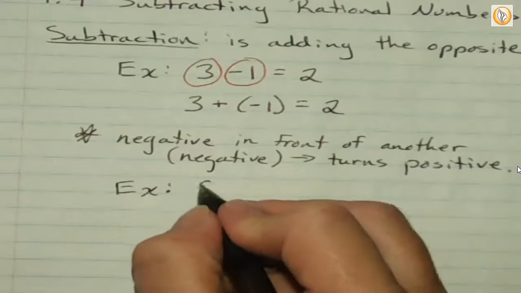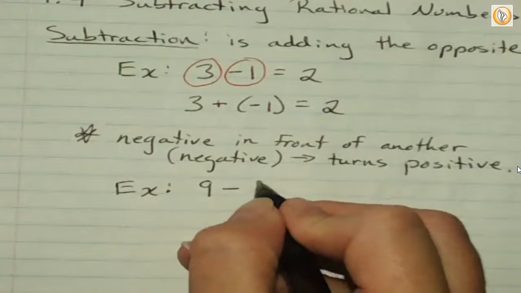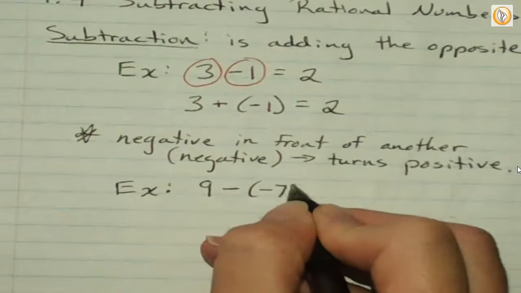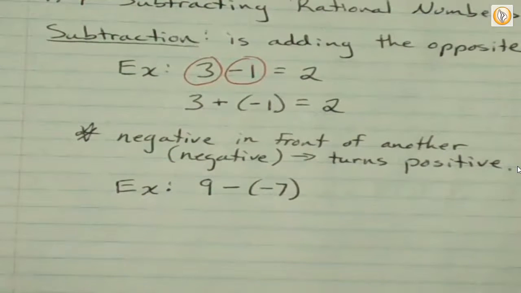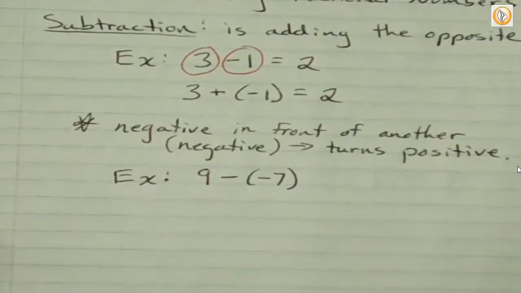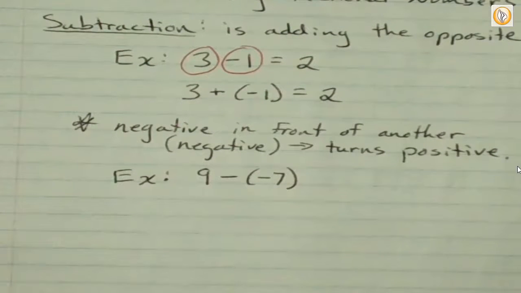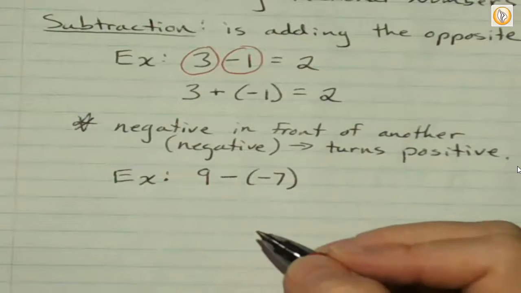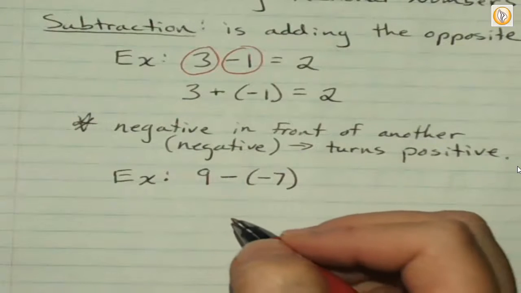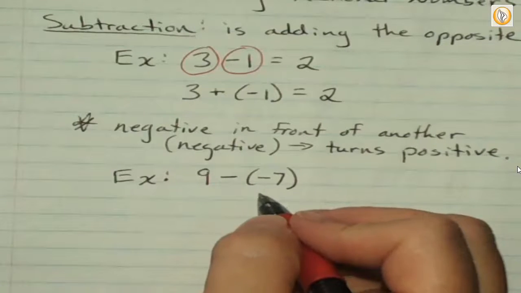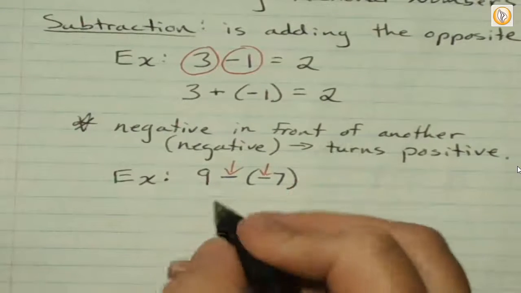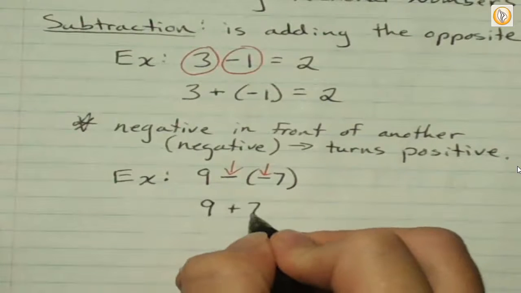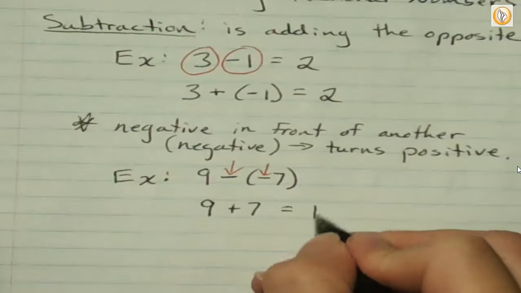Example. 9 minus -7. Write that down. So negative and negative gives you a what? There you go. That's what that means. And 9 plus 7 is 16.